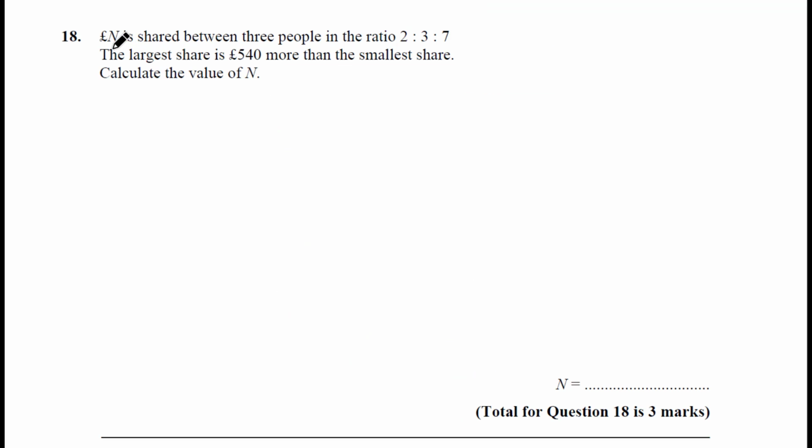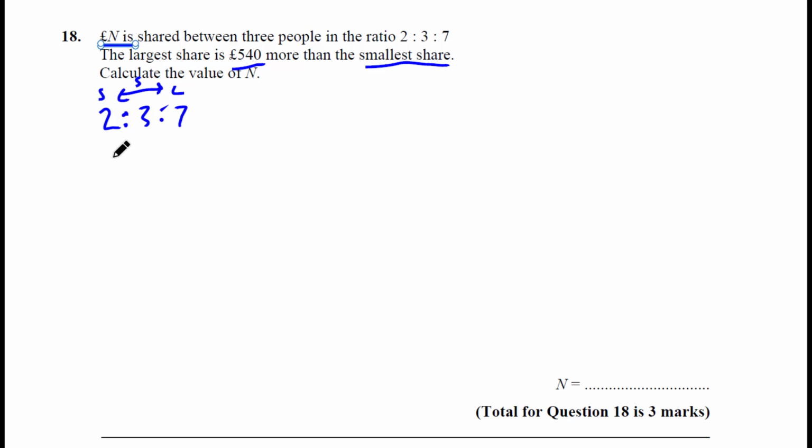Question 80, a more challenging ratio problem, which these types of questions are becoming more common. Ratio with a bit of problem solving. So let's start with this ratio. Now the largest share is £540 more than the smallest share. So this is a smaller share here, I'm going to say S, and that's the largest share. Now can you see the difference between 2 and 7 is 5.